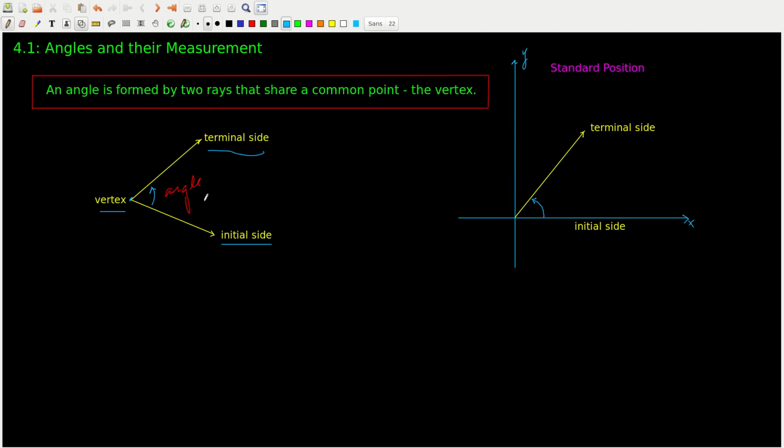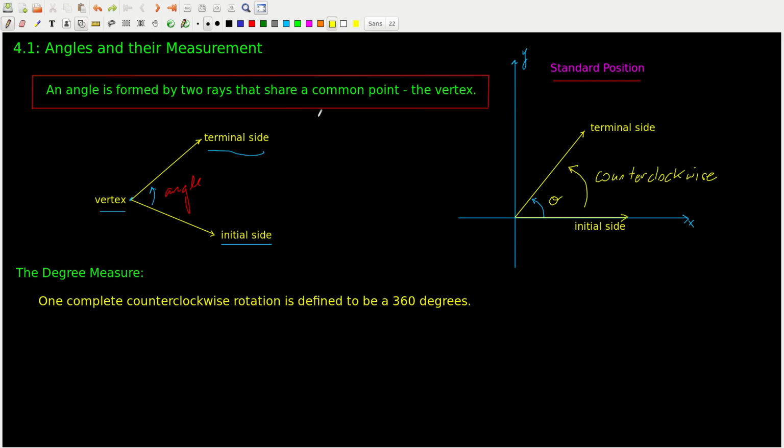While that's a nice abstract definition of an angle, most of the time we're working on the Cartesian plane, so we measure angles in the standard position. And the standard position is literally putting the initial side along the x-axis. And with the initial side on the x-axis, we're then measuring our angle, let's call it theta. We're measuring our angle from the initial side, which is just the positive x-axis, to the terminal side, and we always measure a positive angle in the counterclockwise direction. So against the direction of the clock.